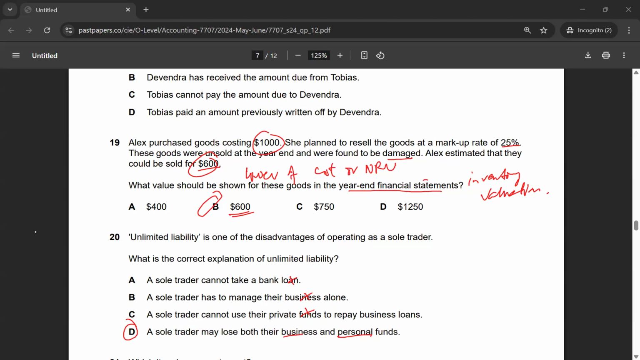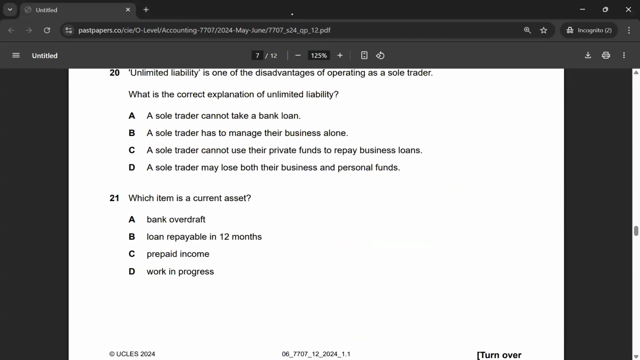Let's look at multiple choice 21. Which item is the current asset, which is fairly easy. Bank overdraft is a liability, loan is a liability, prepaid income is a liability. So the correct answer for multiple choice 21 is going to be option D, work in progress, which is also inventory in manufacturing accounts.